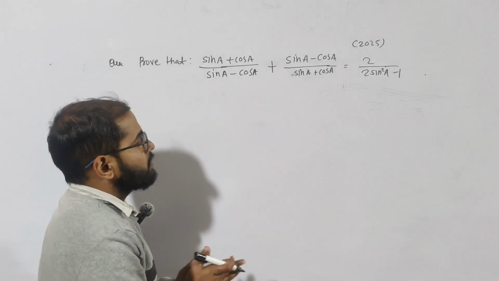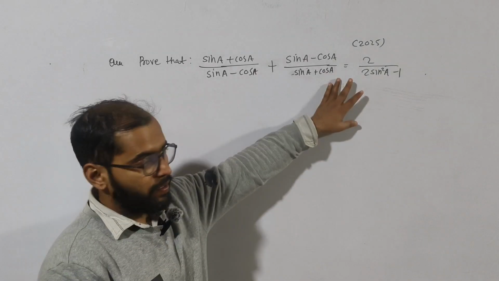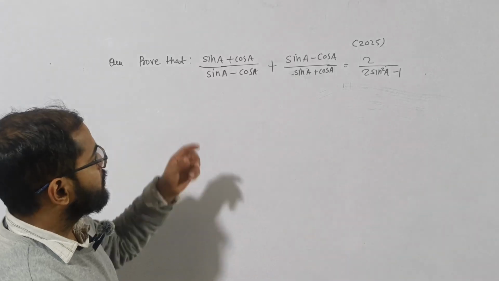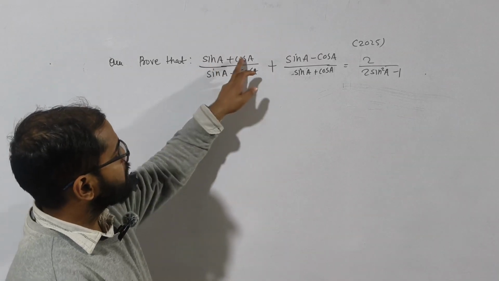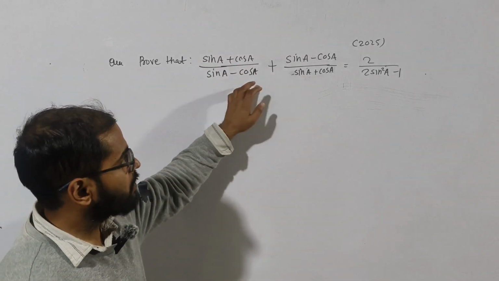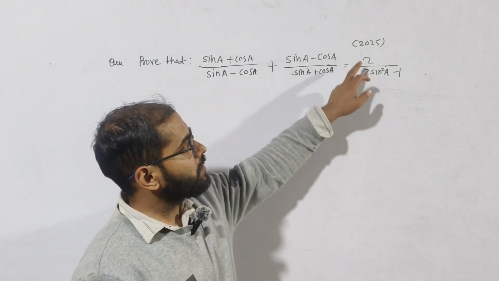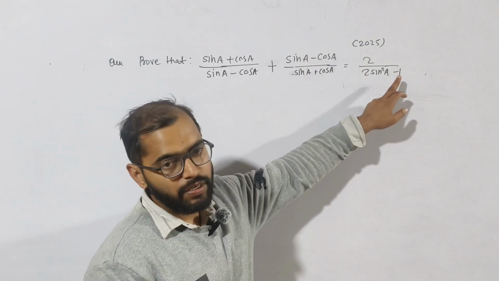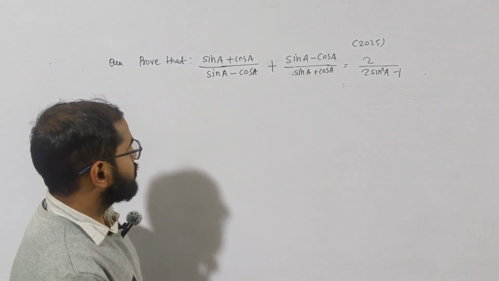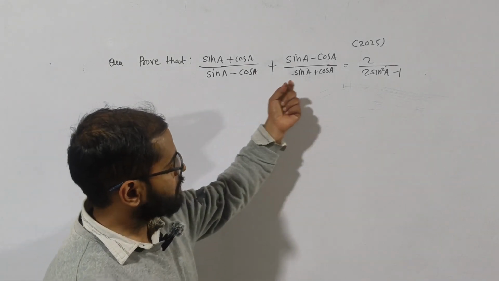ये गाइस अब देखो हमारे पास ये क्वेश्चन आया है, 2025 का ट्रिग्नोमेट्री का है, जिसमें हमें प्रूफ करना है कि (sin A + cos A)/(sin A − cos A) + (sin A − cos A)/(sin A + cos A) = 2/(2 sin²A − 1). Now we have to prove this expression in this form.